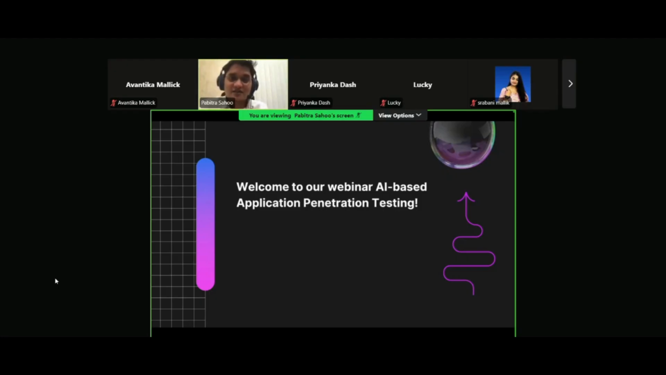So we're going to discuss AI based application penetration testing. Most of you may be familiar with penetration testing, but recently the trend for AI applications has evolved, right? So how we're going to test, what unique security issues are there, and how we can protect our AI application. Regarding this, we're going to discuss in this meeting.